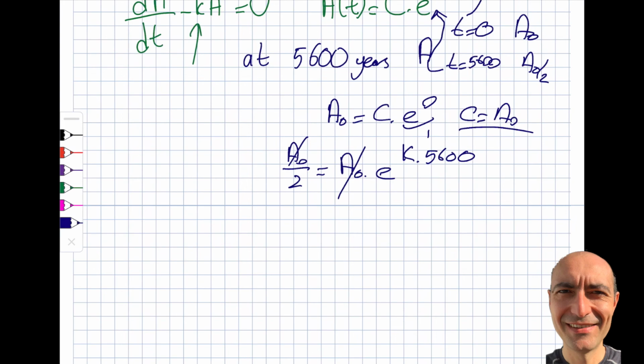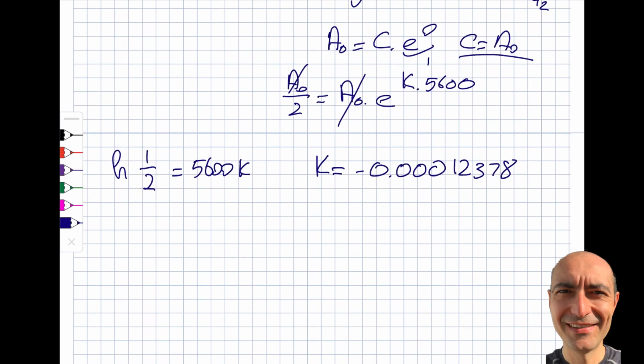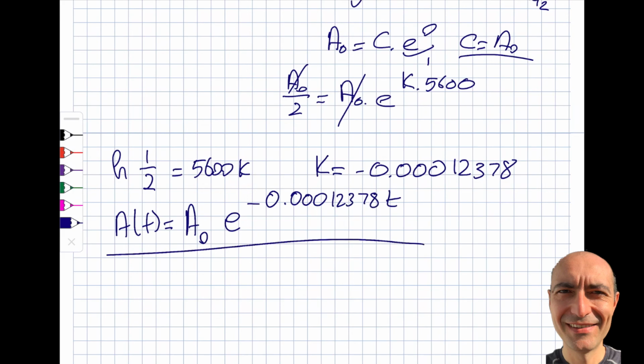And if I take the ln of both sides, you know I do this a lot, right? So I get ln of 1/2 is equal to 5,600 times k, right? If I plug this into my calculator, I will get k as negative 0.000123 78, obviously negative because it's a decay, right? So this will be the k value. So if I write this A of t, A0 times e to the minus 0.00012378 t. So this will be the equation that you can apply for Libby's carbon dating.